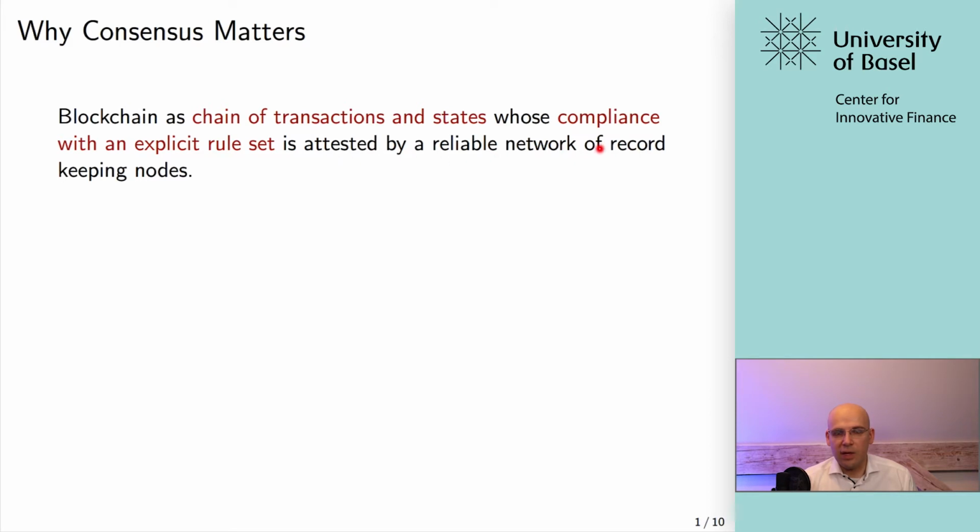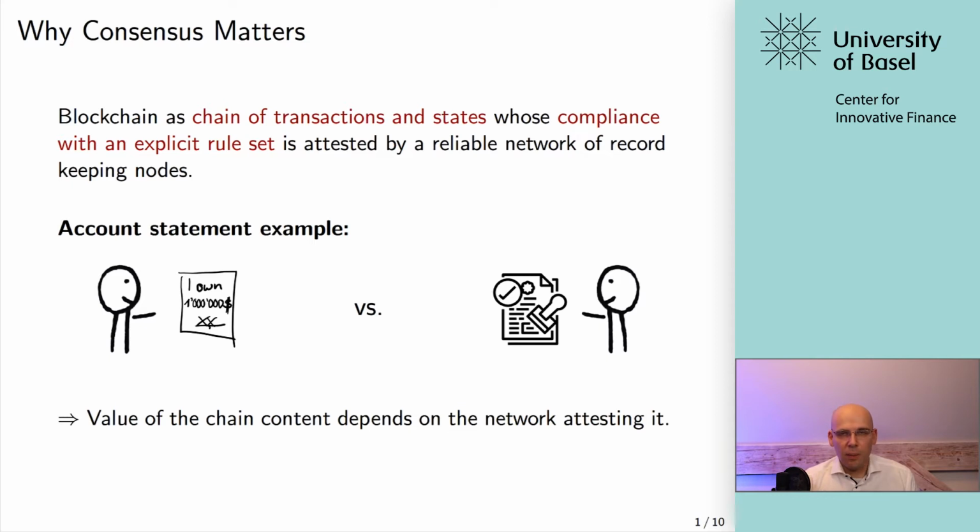So the idea really is that you have some agents in this network, and this may or may not be open, that basically attest that the current state really is in accordance with the rules of this network. And of course, there is a big difference between having something attested and just claiming that something is true without having any proof of it, without having anyone else who believes in it.